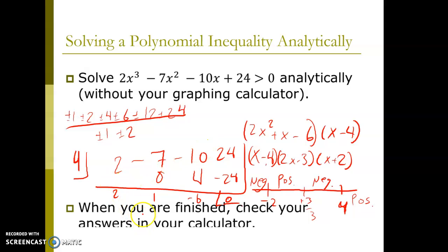So if we're looking for any time that the function itself is greater than 0, we're just looking for our positive intervals, our intervals in which it's positive. Negative 2 to 3/2, and then 4 to infinity. And again, it's all exclusively greater than 0, so just remember to use your parentheses rather than your brackets.